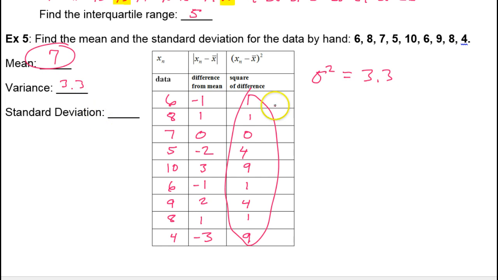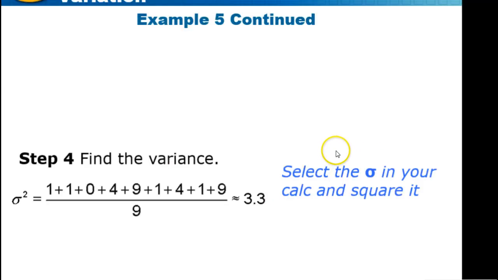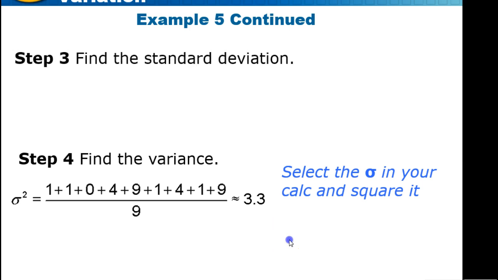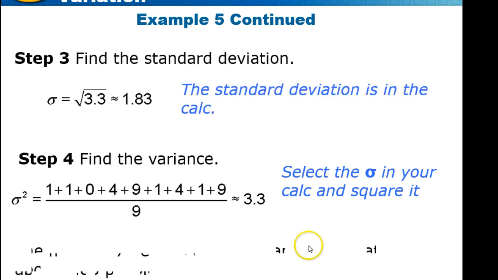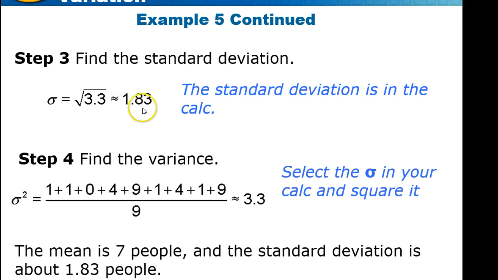Now the standard deviation, the symbol for standard deviation tells you how you're going to find it. So if we have sigma squared right now, and we want just sigma, how do we unsquare things? We use the square root. That's why sigma is going to be the square root of 3.3. All right, and that's 1.83.